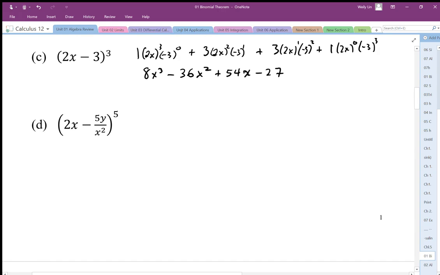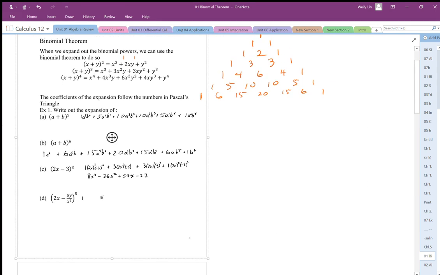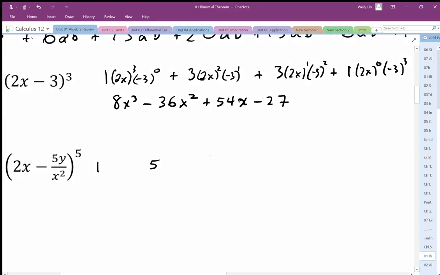So same thing here. This one here, I'm going to write my coefficients for the row 5. So 1, 5, 10, 10, 5, 1.